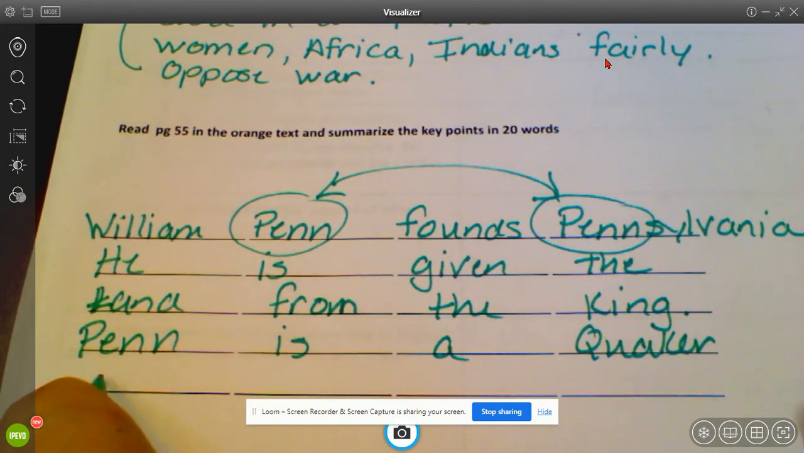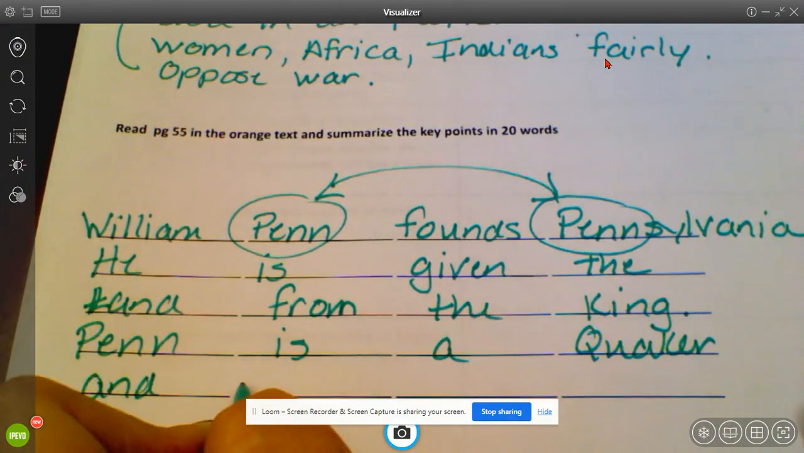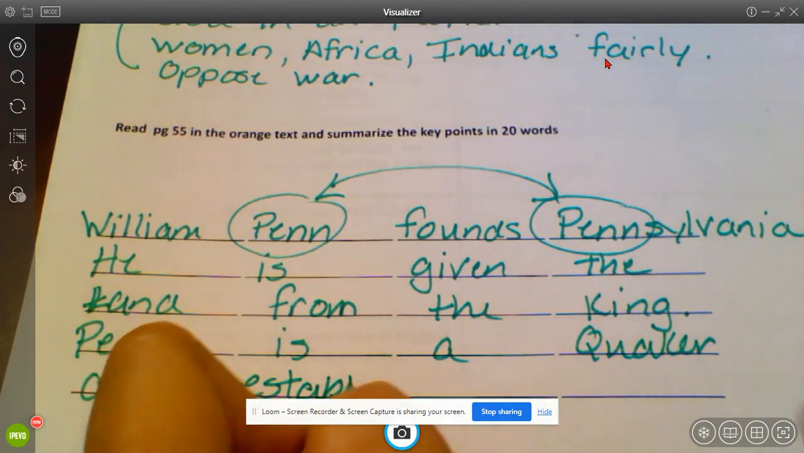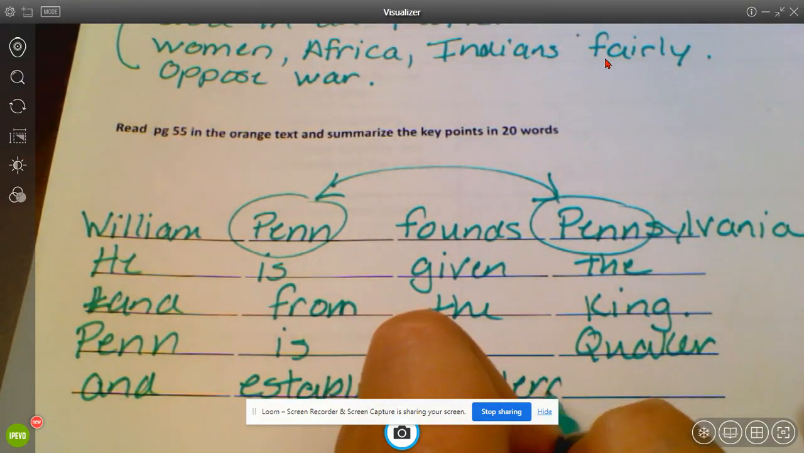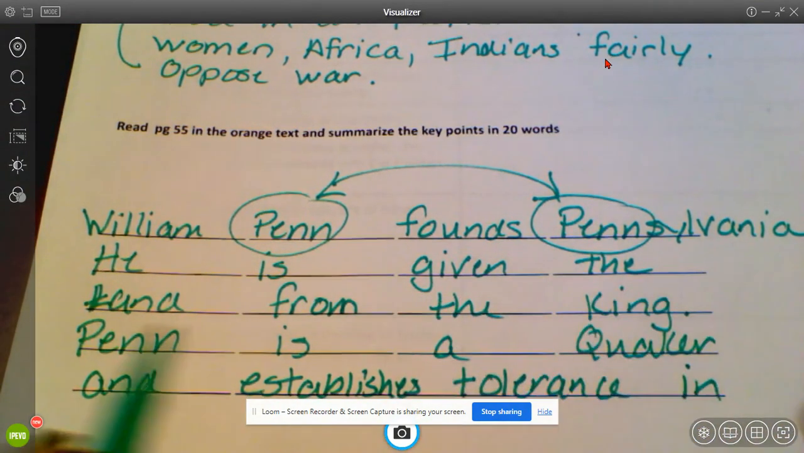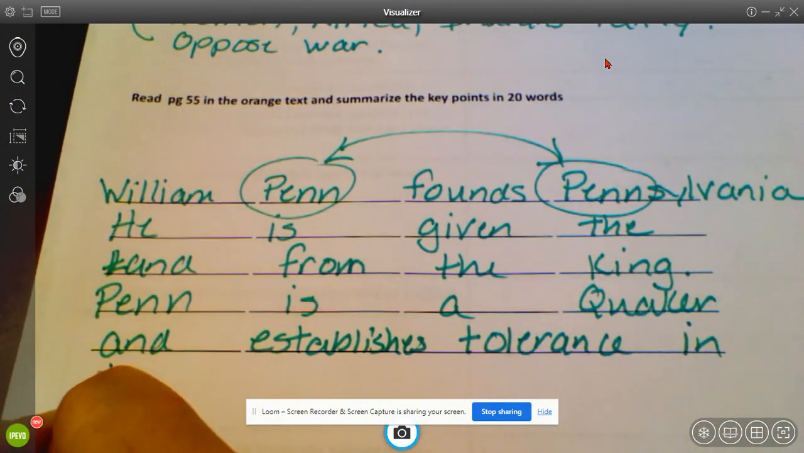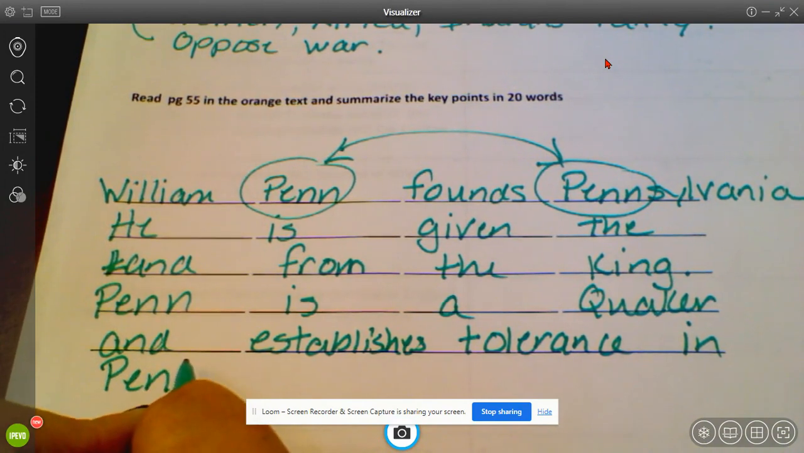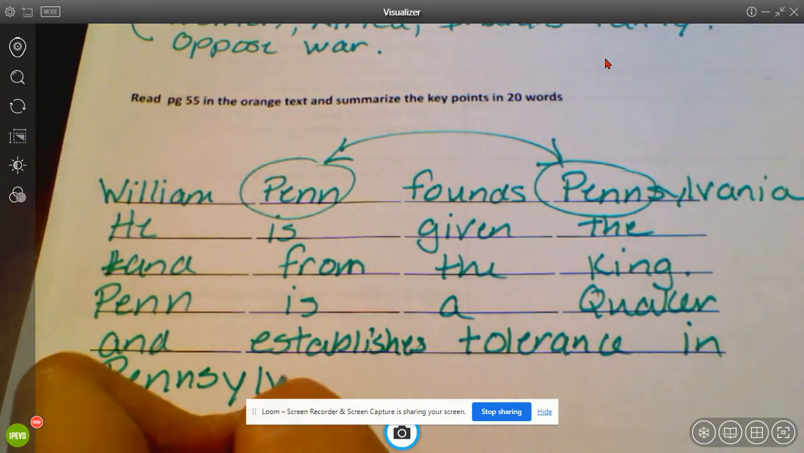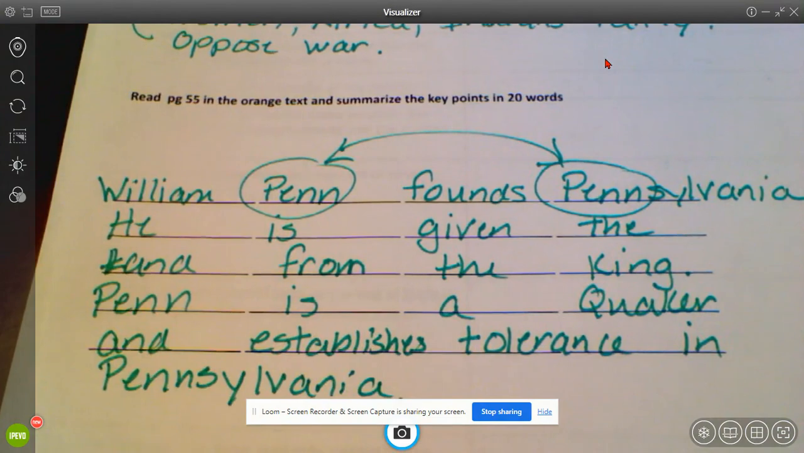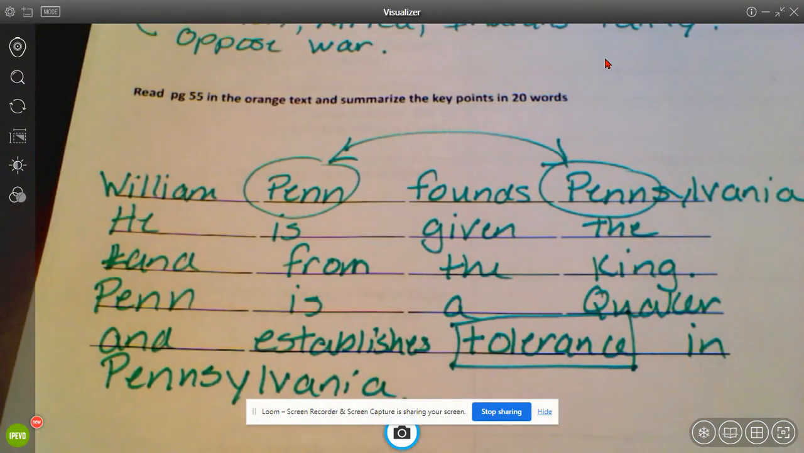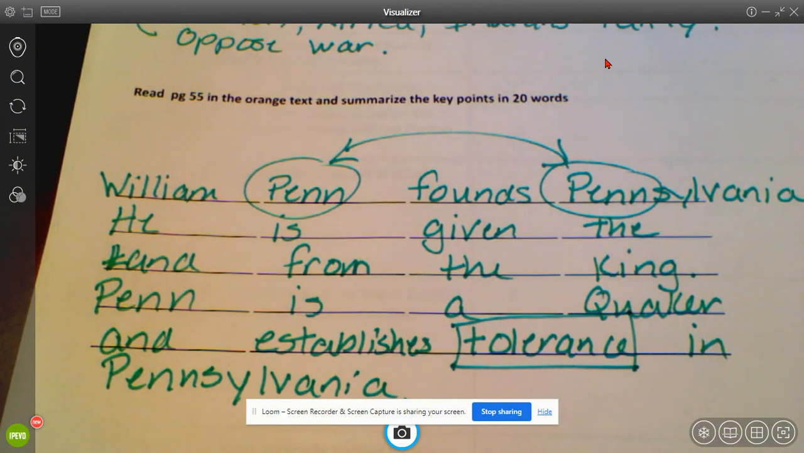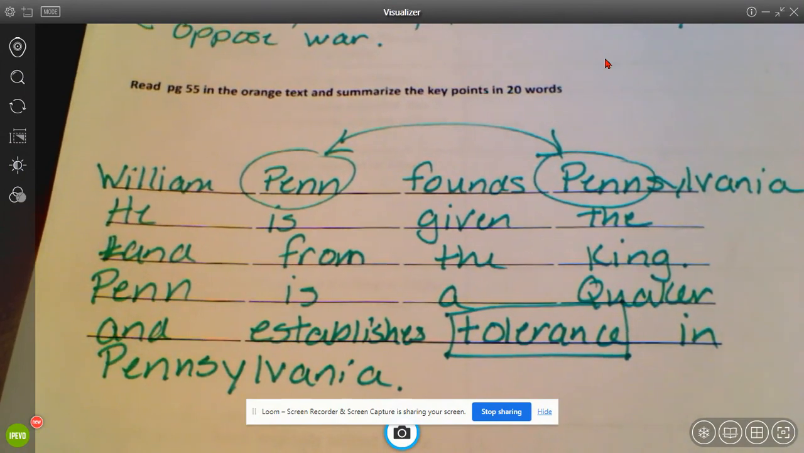And I'm going to get over here. And establishes tolerance in Pennsylvania. So I'm one word over. But you do need to remember, right, when we talk about Pennsylvania, because of that Quaker tradition, right, they are going to be tolerant of other faiths. So those are the key points on that case study.